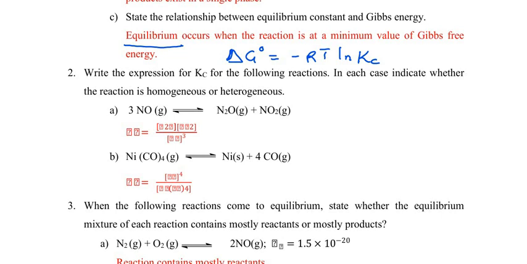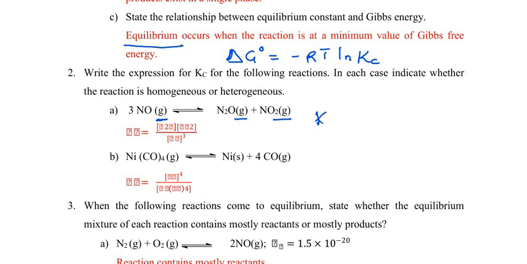Then question 2 says, write the expression for Kc for the following reactions. In each case, indicate whether the reaction is homogeneous or heterogeneous. So they are both. The first one here is homogeneous because you see that they're in a single state. This is gases throughout. Then the second one is a heterogeneous reaction because you have a gas, a solid, and a gas. So this is a mixture of two states of matter.